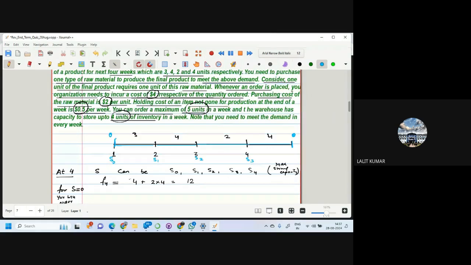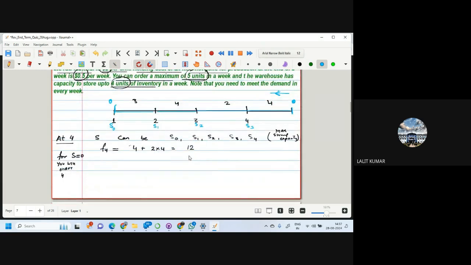So how to solve this? We do the Bellman. We start from the last again. So in the last, what do we calculate? For example, at week 4, the state S3 can be either 0, 1, 2, 3, or 4, because in the question it has been given that only 4 maximum units can be stored. Is that clear till now? Yes, sir. Yes.